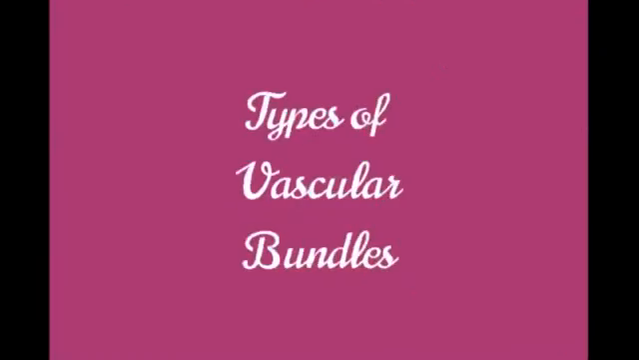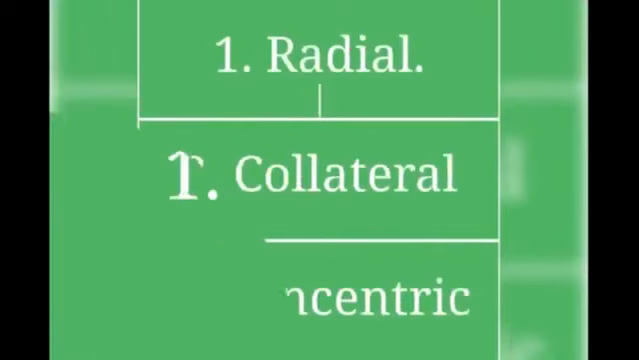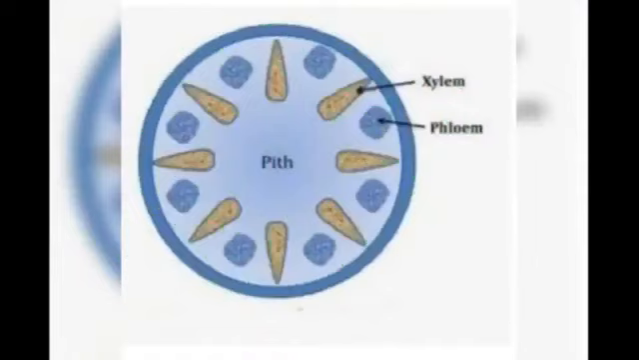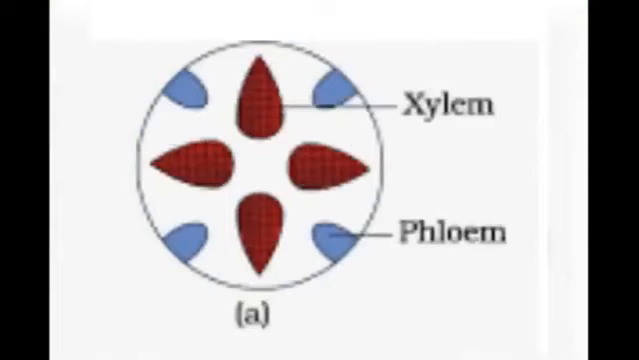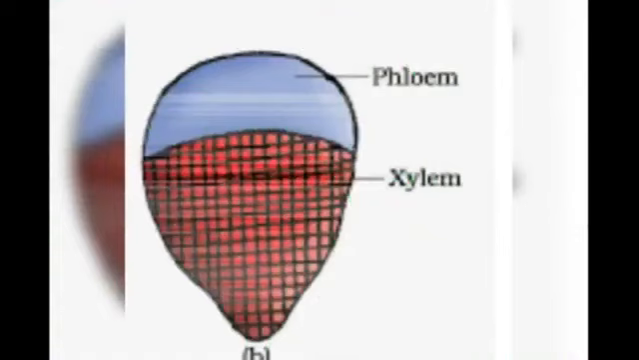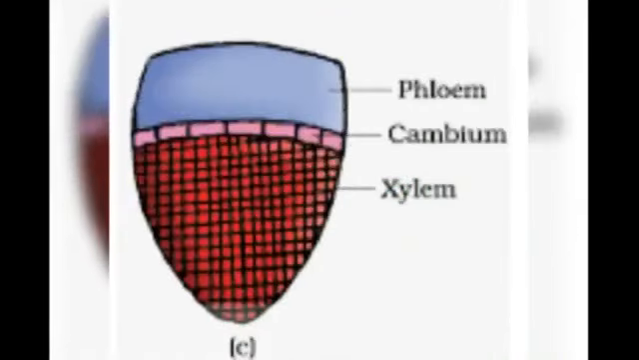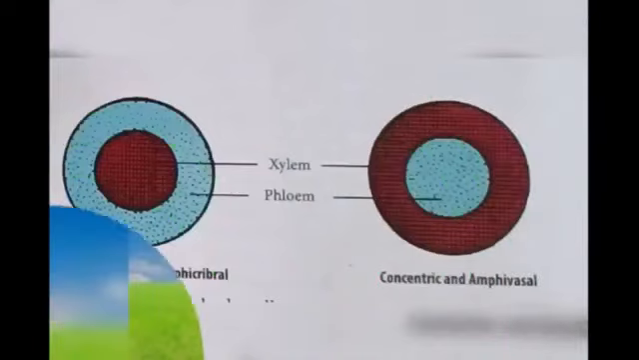The types of vascular bundles would be radial, conjoint, and concentric. Radial vascular bundle consists of alternately arranged xylem and phloem. This may be polyarch or tetrarch. And in collateral, the phloem is present on the top and xylem beneath, and it consists of two types. One is open, the other one is closed. The third type is concentric, where xylem is inside and surrounded by the phloem, or phloem is present inside and surrounded by the xylem. These are the types of vascular bundles.